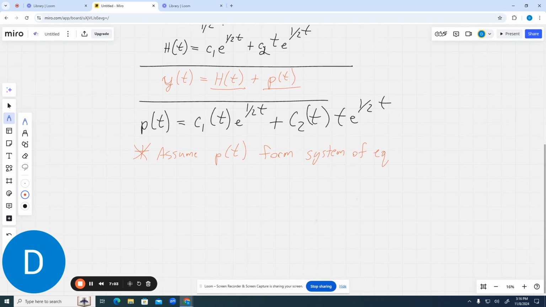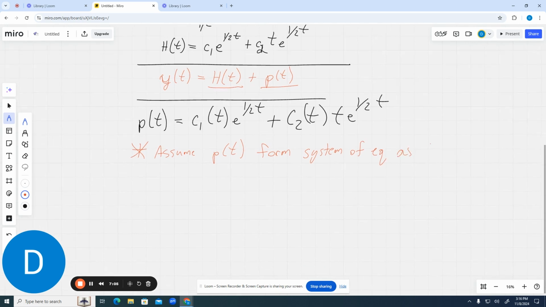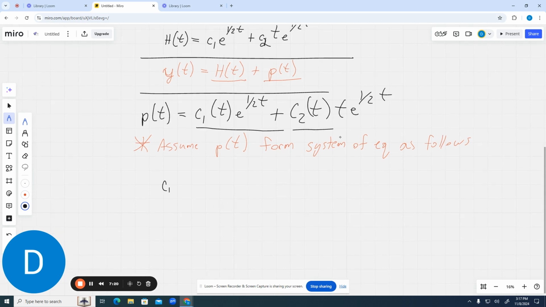Okay, as follows. So what we're going to do is have this equal to 0 for our first equation. So we're going to just go ahead and write this down: c1 of t e to the 1/2 t plus c2 of t times e to the 1/2 t equals 0.